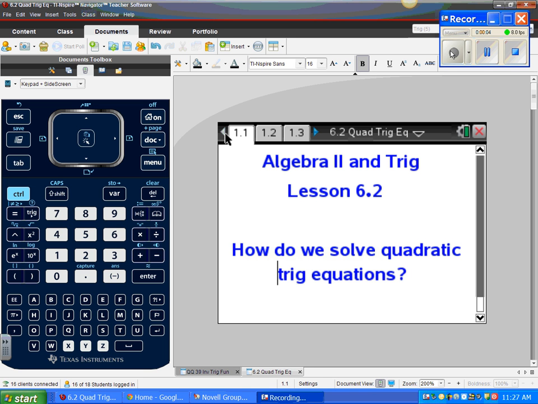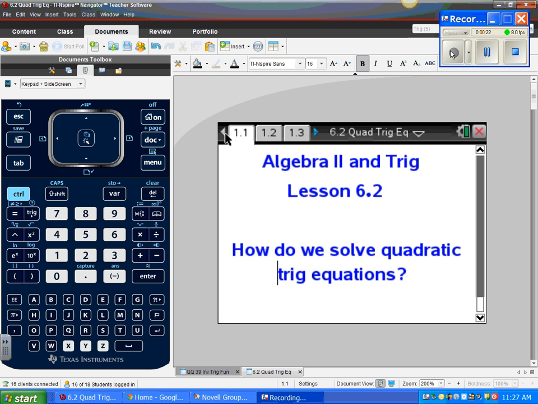Okay, so this is lesson 6.2. Today we're going to learn how to solve quadratic trig equations. Yesterday we spent the whole period solving linear trig equations. So now we're going to take that one step further, and we're going to be doing some factoring, okay?